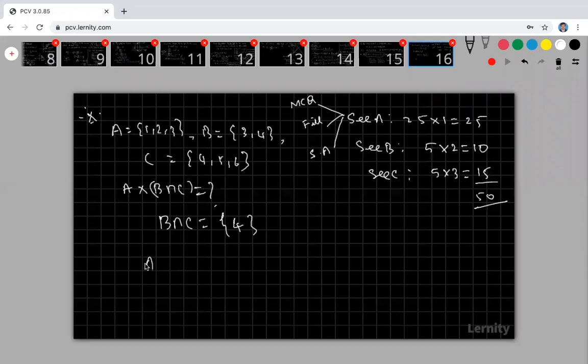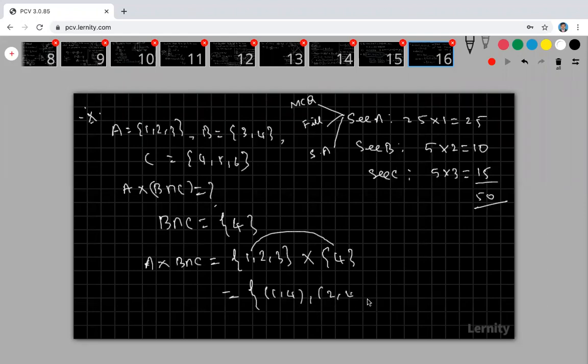Now take A cross (B intersection C). For A we have {1, 2, 3}, cross B intersection C, that is {4}. So what is the Cartesian product? That is (1, 4), (2, 4), (3, 4). Are you okay?